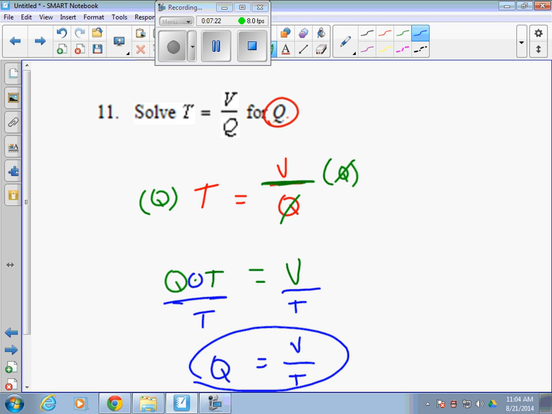Question was asked earlier, why can't you just divide by V at the beginning? Well, that goes back to the formula itself. It says V over Q or V divided by Q, not Q divided by V. You have to just use your inverse operations and cancel out what you're allowed to cancel out. So that's the only way that you can do it to get Q by itself.